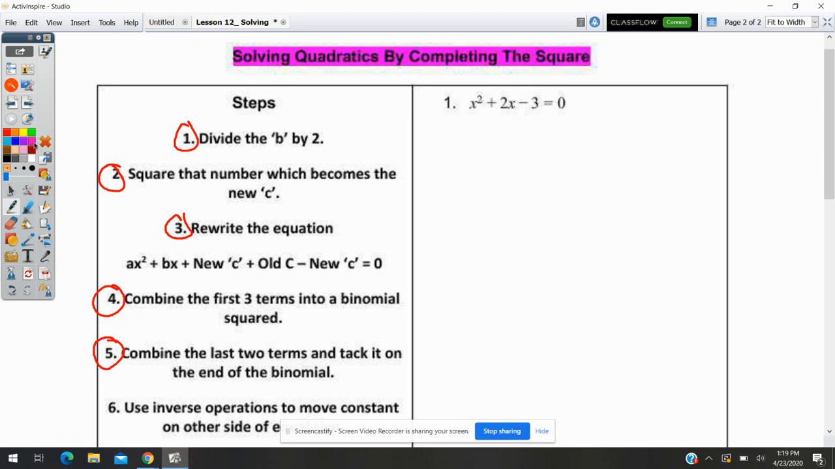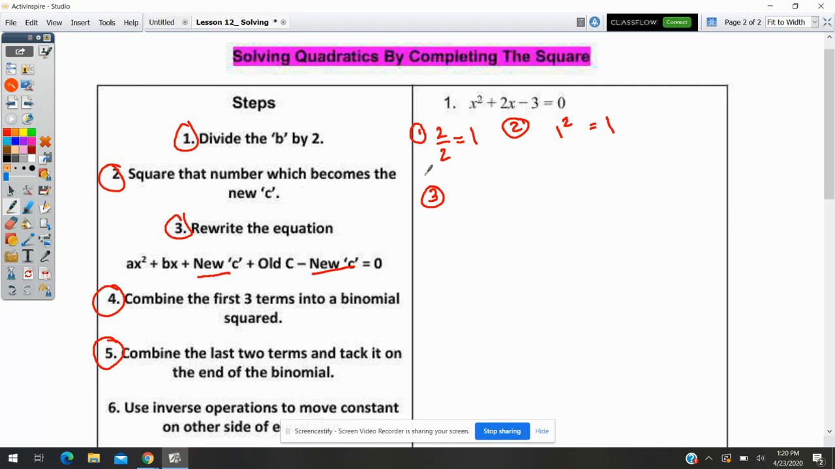So let's begin. First we're going to take the b and divide by 2. Here our b value is 2, so we divide that by 2, which is 1. The second step is we're going to square this number, which becomes a new c. So 1 to the second power is just 1. Step 3: we're going to rewrite the equation, adding that 1, that new c value, next to the bx, and we're subtracting it from our old c value.